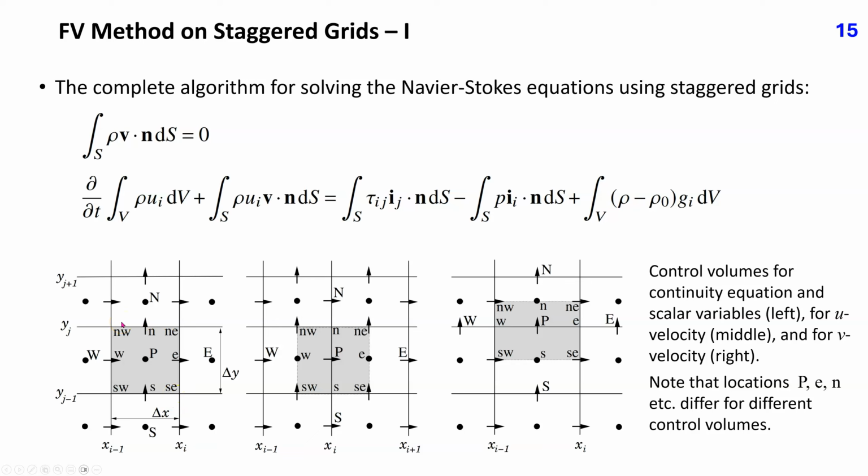It is also used for all scalar variables like temperature, concentration, or turbulence model variables. Pressure is stored at centroids of these control volumes. P denotes the cell center, lowercase letters denote locations at cell surface, cell face centers, and cell corners, while uppercase letters E, W, N, and S denote centers of immediate neighbor cells sharing faces with the cells centered around node P.